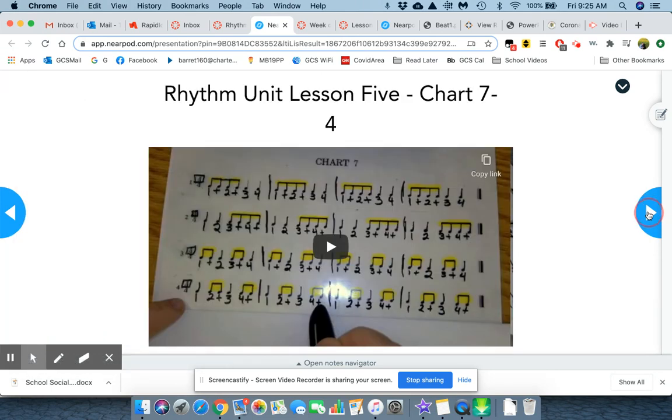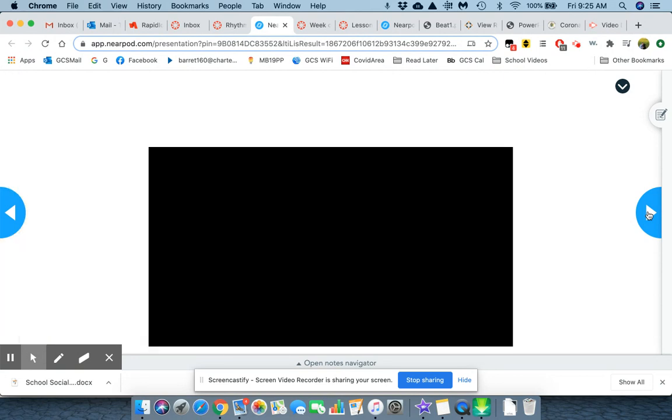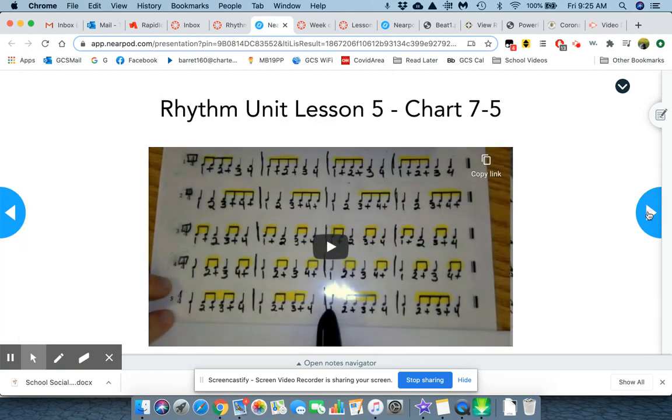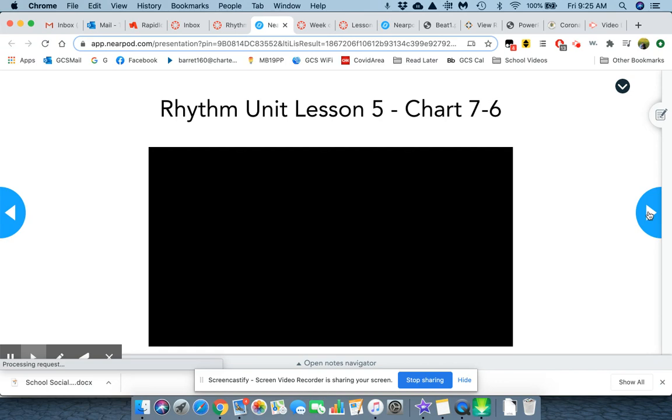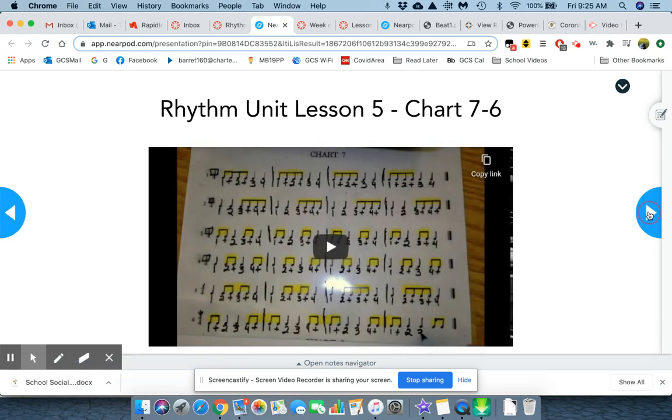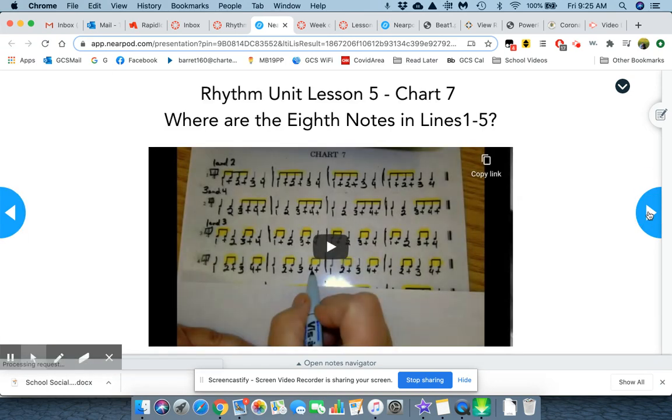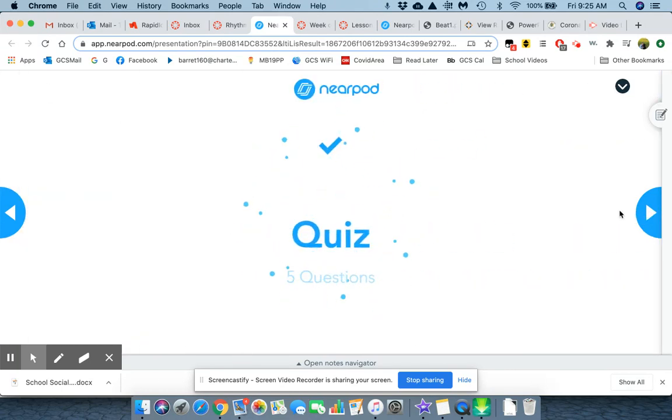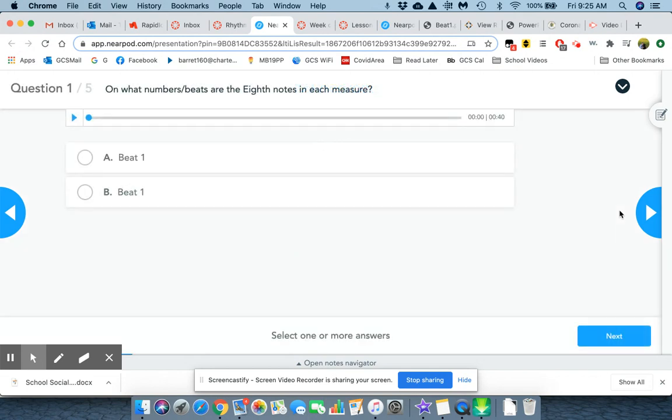And number 4, number 5, and play all the way through number 6, practicing all of those. Then we go back and we look through the patterns of lines 1 through 5, and then there's a quiz. The quiz is where you might need some help with how to finish this.